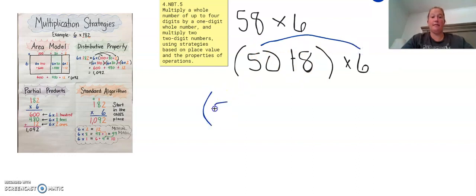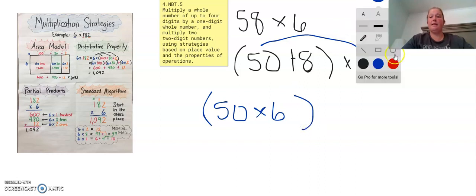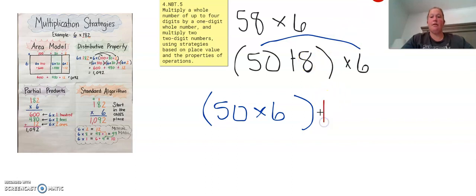times 6 plus, I'm just going to switch up our colors so we can see the different equations. 8 times 6. Okay. Now we have 2 manageable equations that we can solve, or that we know we definitely have strategies for. All right, let's check it out.